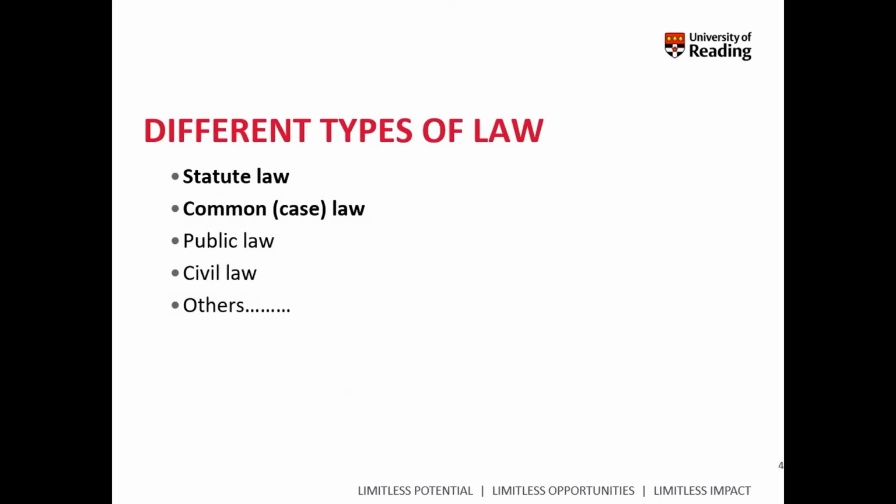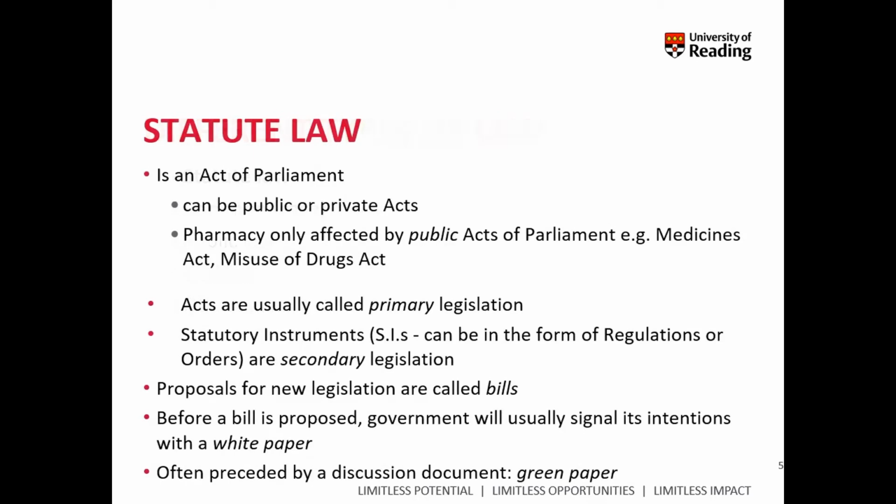So there are different types of law. I suppose the two main divisions of British law are the statute law and common case law. And I'll focus on elements of both of those over the next few slides. So law is basically what I talked about in terms of primary legislation. They are acts of parliament.